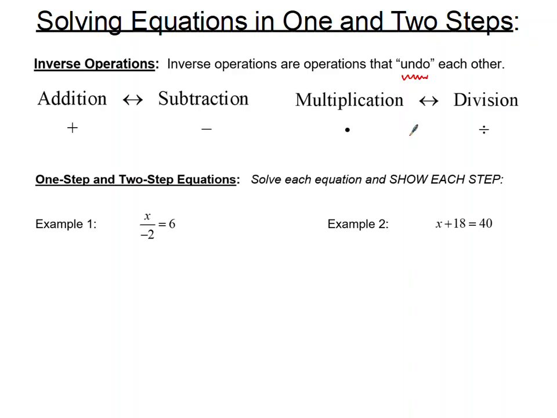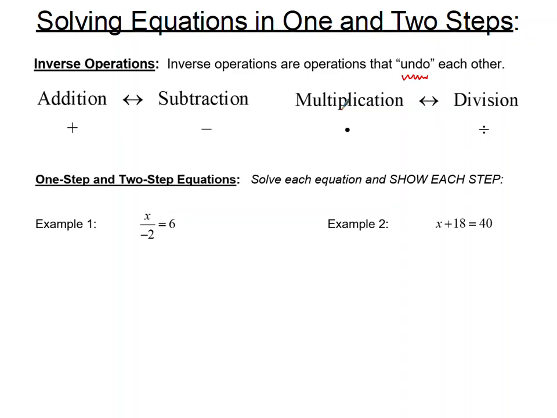We need to use inverse operations to get rid of all the little numbers until our variable is the only thing left on one side of our equation. Let's look at some examples. Example 1. We have x divided by -2 equals 6. Since I said divided by, we must be undoing our division by using multiplication.